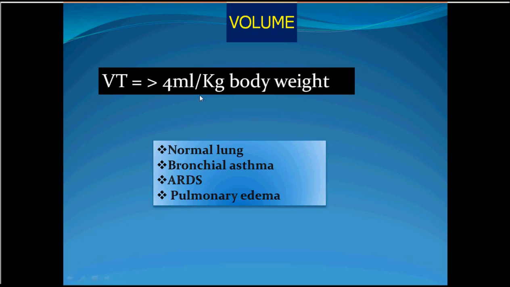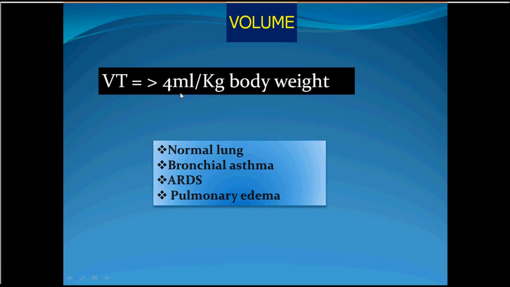Another important point is the tidal volume. We usually say this in COPD, bronchial asthma, and ARDS: you have to start with 4 ml per kilogram body weight. This is for the tidal volume, because the dead space equals about 2 ml per kilogram body weight, and the remaining 2 will be the tidal volume.